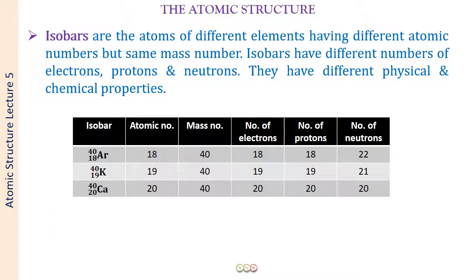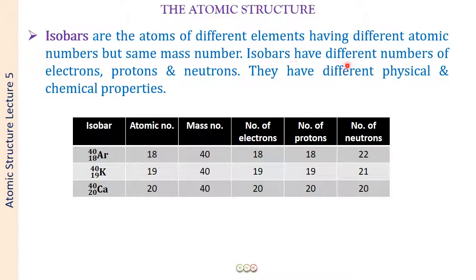Now the next thing we have is the isobars. What are isobars? Well, they are the atoms of different elements, not the same elements, having different atomic number. Because the atomic number is different, the element has to be different, because we have said that the atomic number is the characteristic of each element. Fine. So we have different atomic number, but the mass number is same.